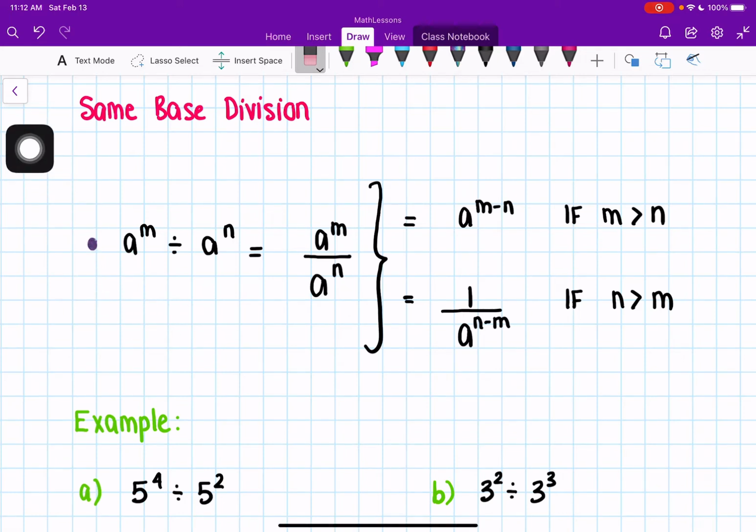And basically, there's two scenarios we look for. If your m value, so if the power is greater at the top, then your base is at the top, and we say base A to the m minus n. However, if the power is greater at the bottom, then we have to put the base at the bottom. So remember, to put it at the bottom, we have to have a 1 over, and then we will go n minus m, because we want to go bigger number minus the smaller number. So the base will always go where the power is greater, okay?